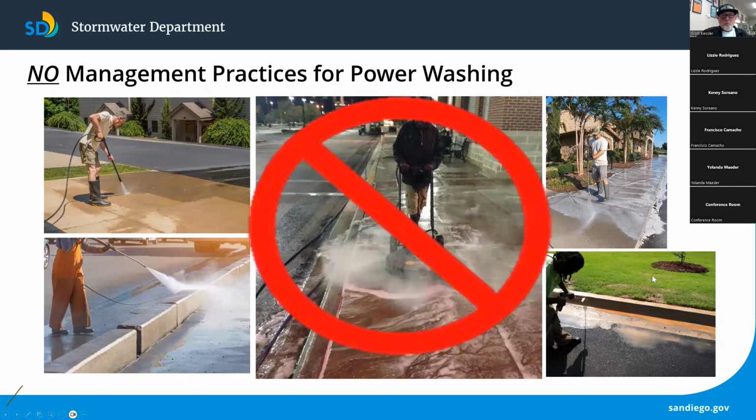So this is what not to do. We call it the no management practices for power washing. We would definitely be enforcing on folks if we saw something like this. You can see that there are no management practices whatsoever. It's just going straight onto the street. Some of it even looks soapy. There's no attempt whatsoever to do anything. So we just like to show absolutely what not to do as well. And so that's all I have. So I'm going to hand it off to Brian for the next section.